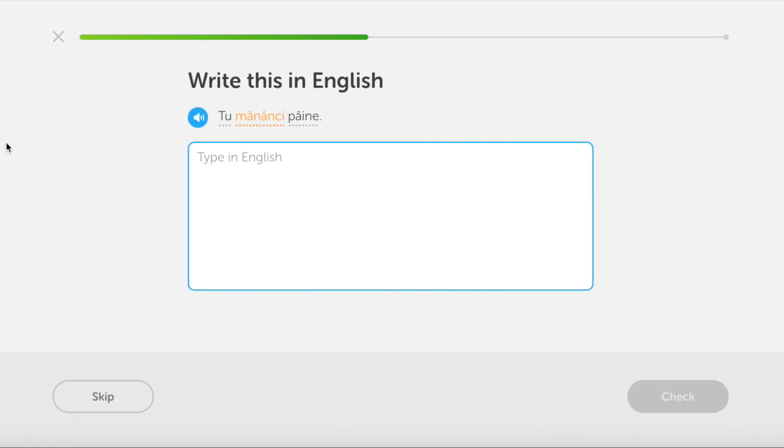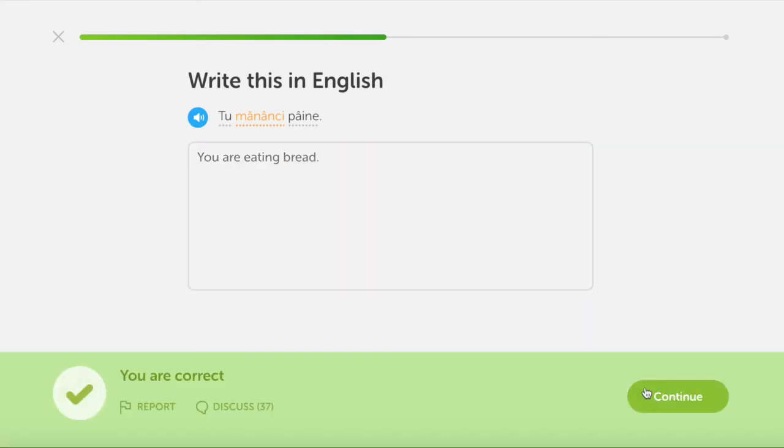Let's continue. Write this in English. Tu mănânci pâine. You are eating bread. Tu mănânci pâine. Correct.